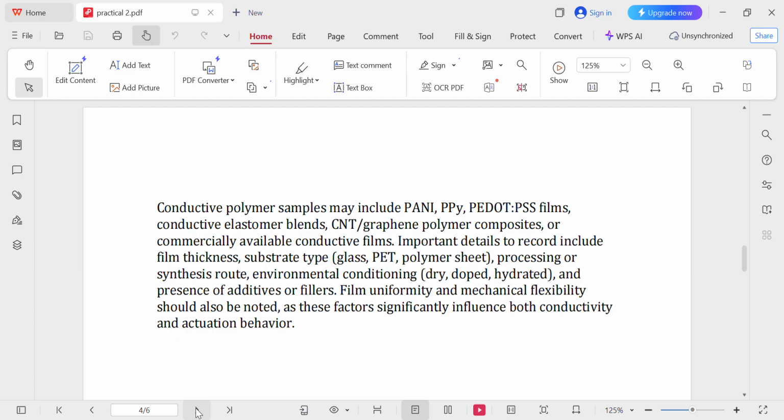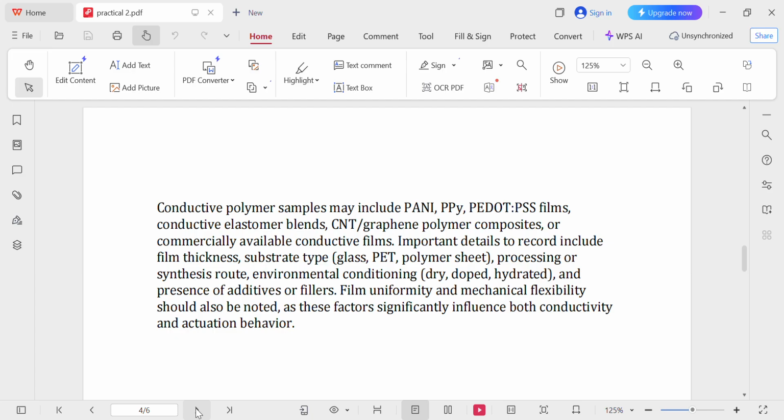Next, important details to record include the film thickness, substrate type, processing or synthesis routes, environmental conditioning, and the presence of additives or fillers. Means important information to note includes how thick the film is, what surface it is placed on, like glass or plastic, and how it was made, the condition it was kept in, dry or treated with chemicals or water, and whether any extra material was added.